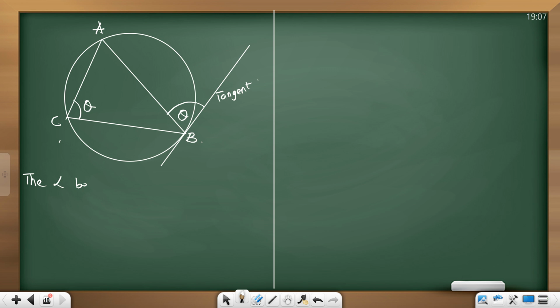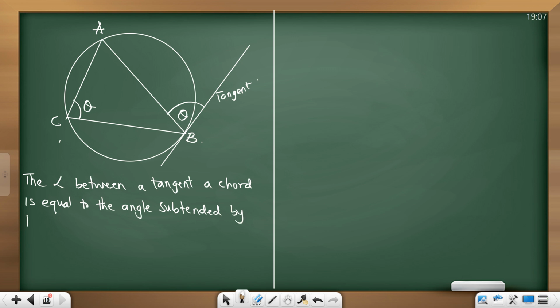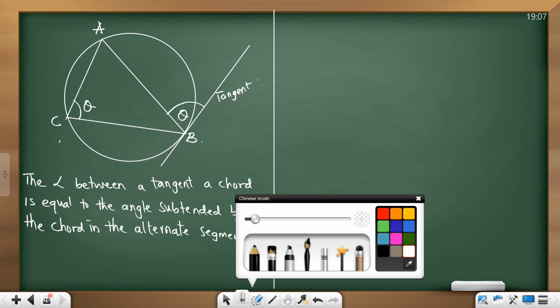The angle between a tangent and a chord is equal to the angle subtended by the chord in the alternate segment. Alternate segment means it's in the other segment. I'll explain that quickly. I'm going to use a highlighter.